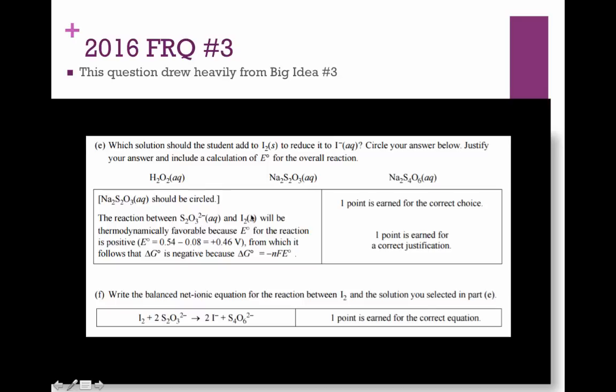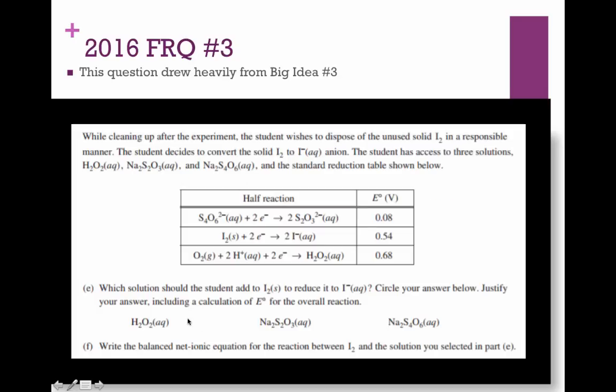Okay, and if you notice, it says, include a calculation of E naught for the overall reaction. This is the reduction half reaction that we want. In order to have reduction, you have to have oxidation. This tells you up here that these are the standard reduction potentials. So if this is reduction, this one needs to be oxidation. We're going to flip it.